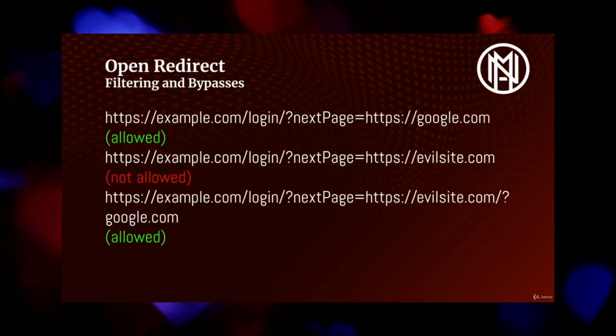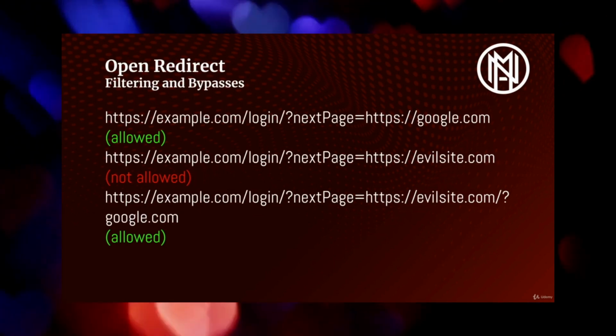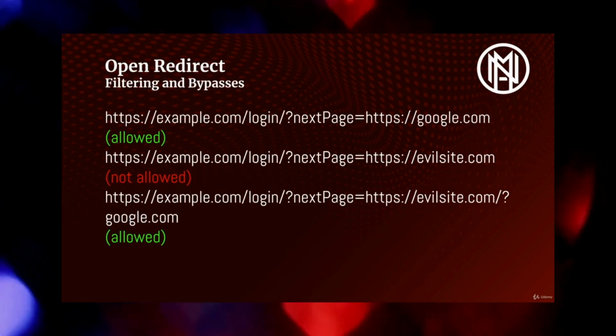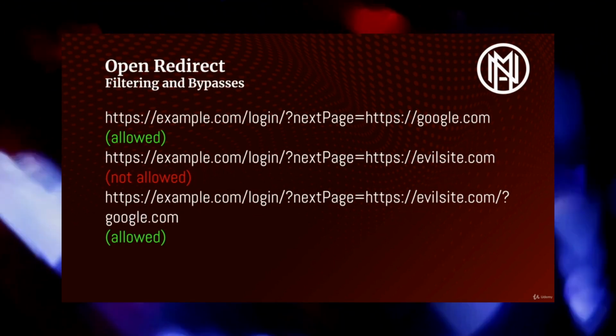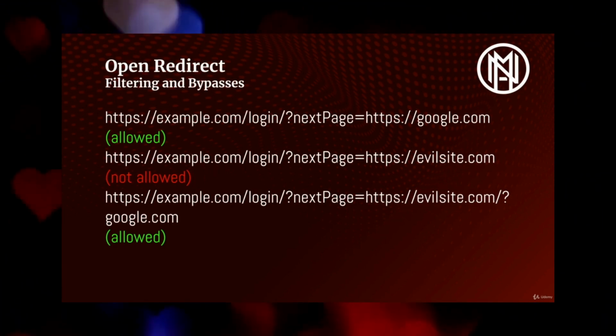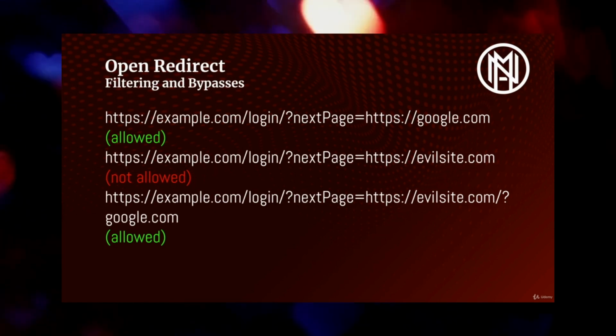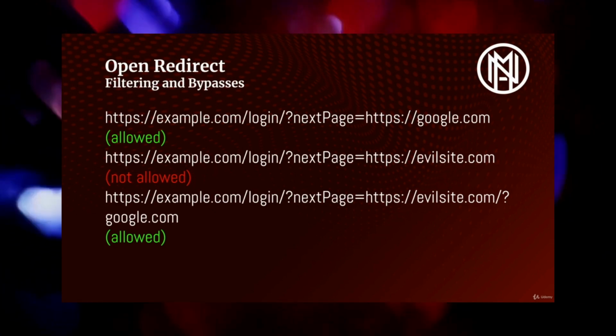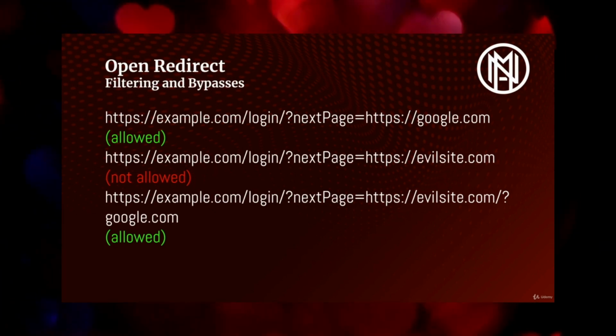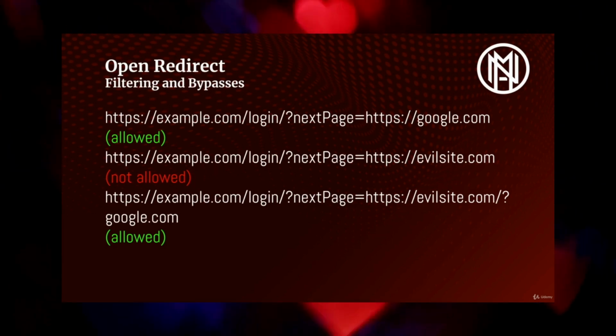So for example, as I mentioned earlier, you can go to example.com, log in, and the next page would be Google. If you put google.com in that parameter, this may be allowed. If you put in evil site, where evil site is an untrusted resource that the developers have not defined in their whitelisting, then the application is going to decline it.